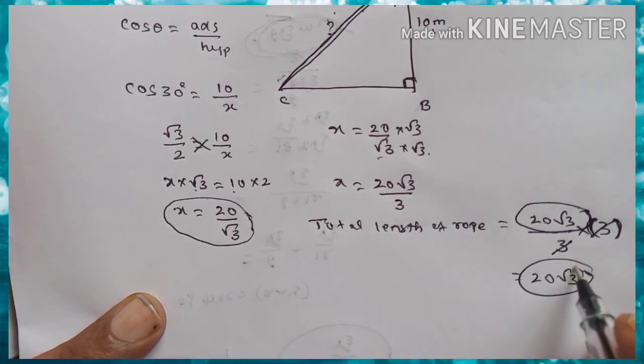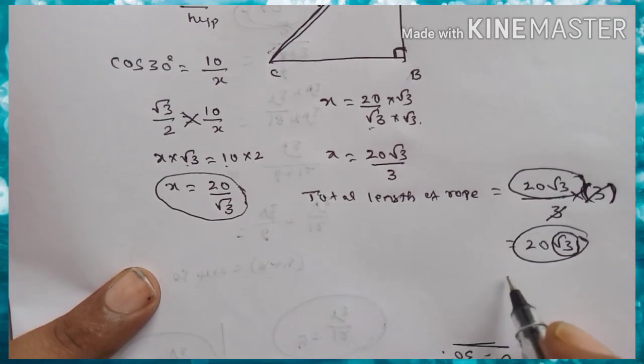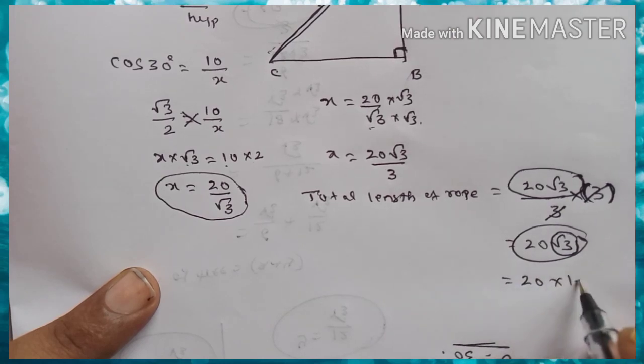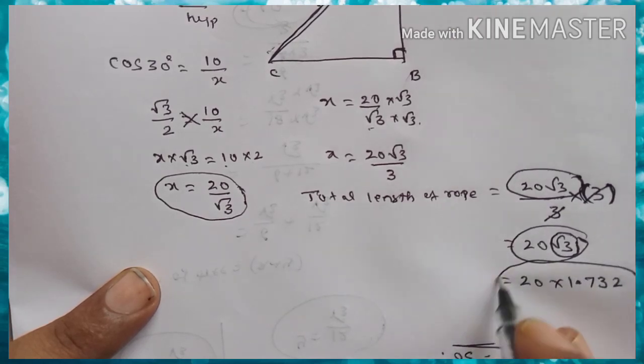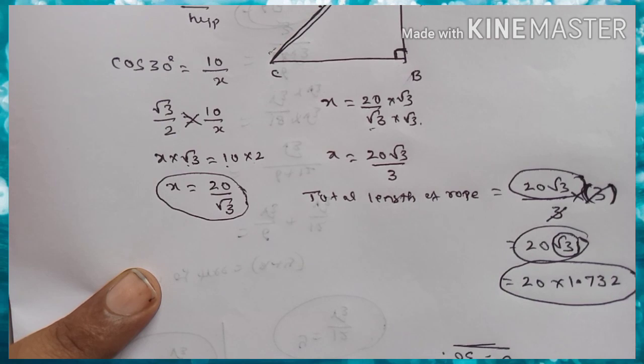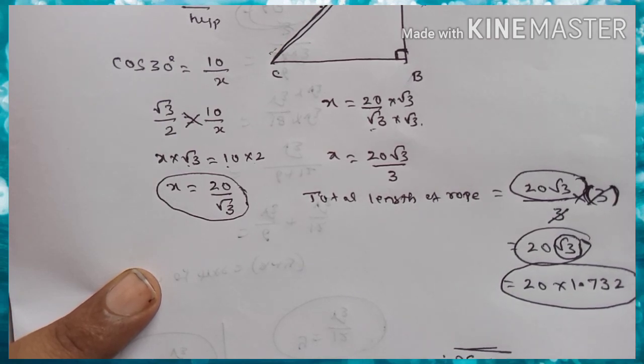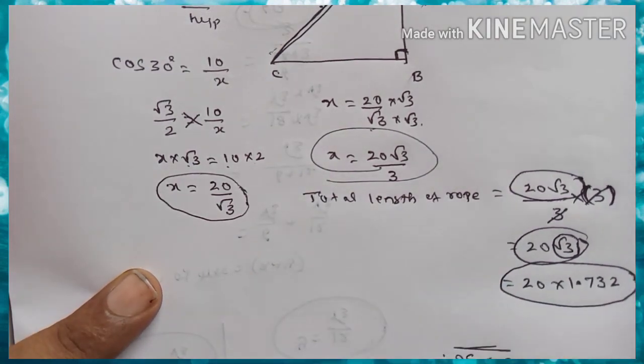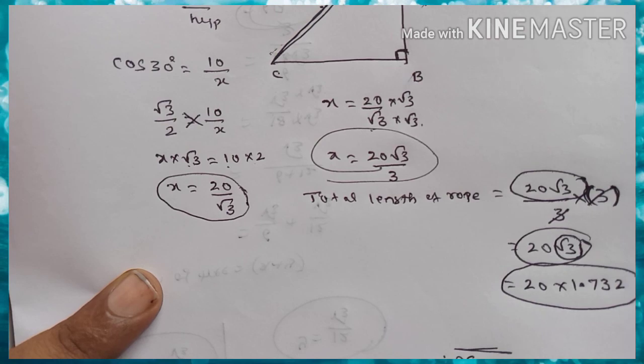If you want to substitute the root 3 value, 1.732, 20 into 1.732, if you multiply it, you will get the exact value in meters. This is the length of one rope and this is the length of 3 ropes. Okay students? Okay, let's go for the next problem.